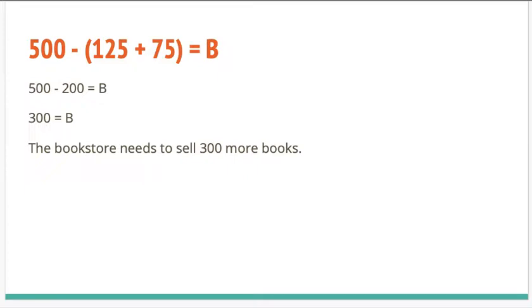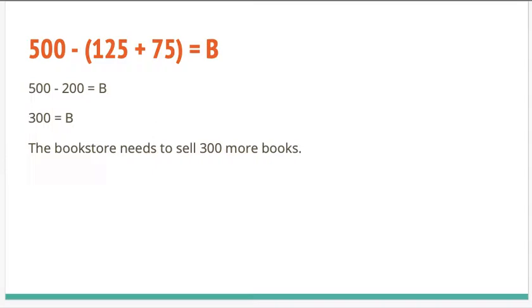So my number model looks like 500 minus, parentheses, 125 plus 75, equals B. B for books. I need to put the 125 plus 75 in parentheses because I need to do that first. So my second line would be 500 minus 200 equals B, and then 300 equals B. The bookstore needs to sell 300 more books. If I'm moving too quickly and you don't have work time, make sure you're pausing the video.